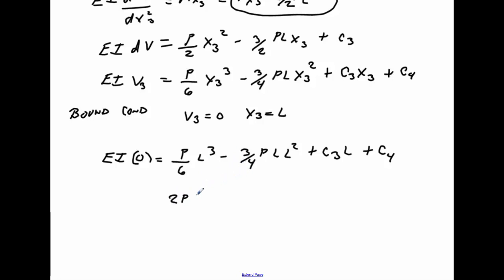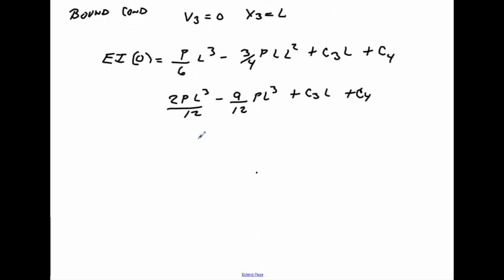We could do 2 P L cubed over 12 minus 9 over 12, and that would be P L cubed plus C3 L plus C4. We simplify that, that gives us minus 7 P L cubed over 12 plus C3 L plus C4.